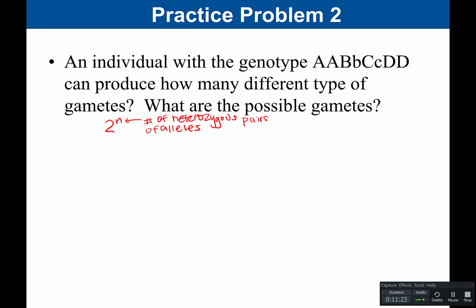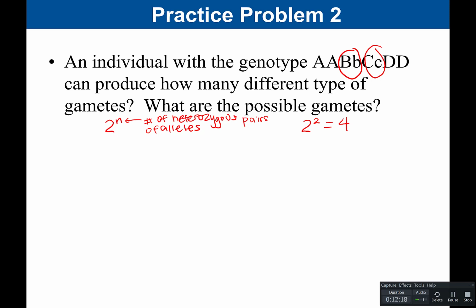If we look at the B's, notice that the B's are going to be our heterozygous, so we'll circle this. That's a heterozygous pair. We have C's, which are heterozygous, so they could give either to their gametes. And then big D is homozygous, so that doesn't give different gametes. So if I just need to know the number of different gametes, there are 2 heterozygous pairs. So it's 2 to the second power, which equals 4. So that will give us the number of different gametes.